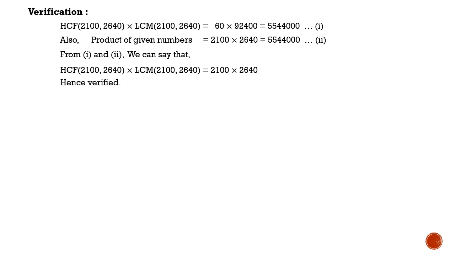So whenever they ask you to verify, first of all you should do the multiplication of HCF and LCM, call it number 1. Then you do the product of the given numbers, see what the answer is, call that number 2, and from 1 and 2 you can write that the relation is verified, that is HCF into LCM of the given numbers is equal to the product of the numbers. And this relation should be verified always.